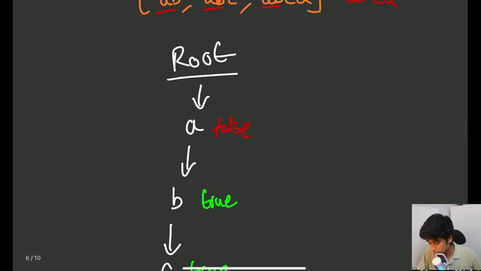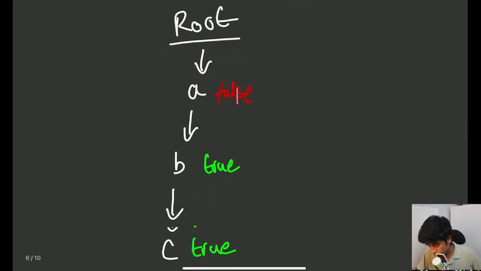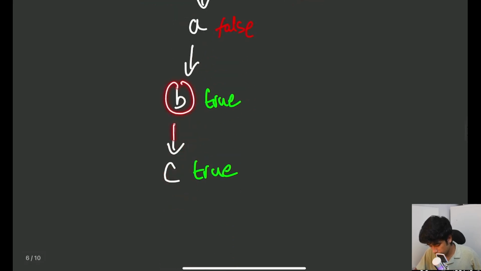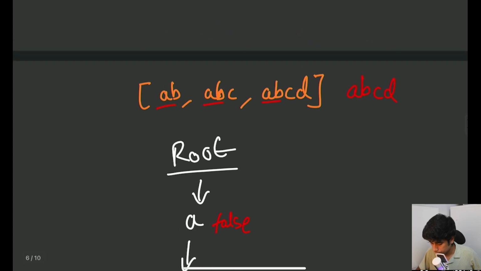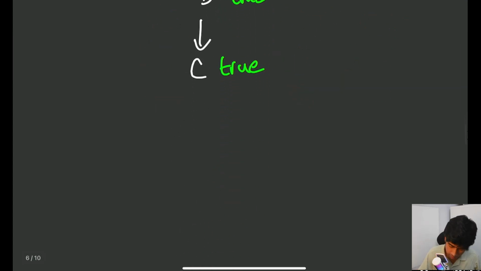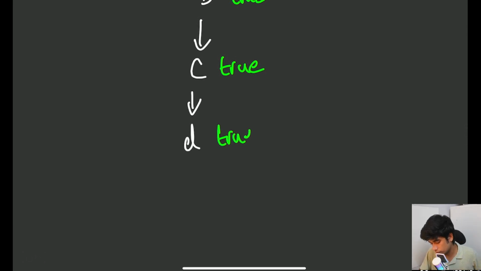Now the next word. A exists, so from the root I'll travel to A, and B already exists, so from A I'll travel to B. Then C already exists, so from B I'll travel to C. Now at D, since D doesn't exist, I'll add it, and I'll make my flag true since we've reached the end of the word. In our code, what are we doing?